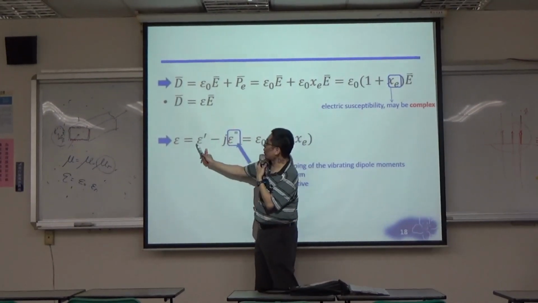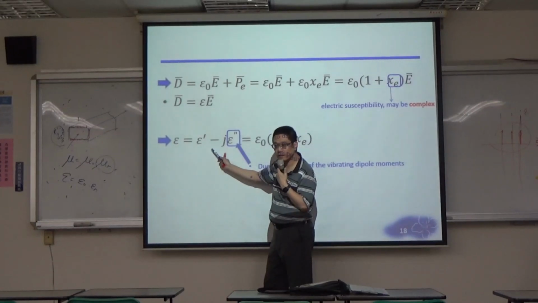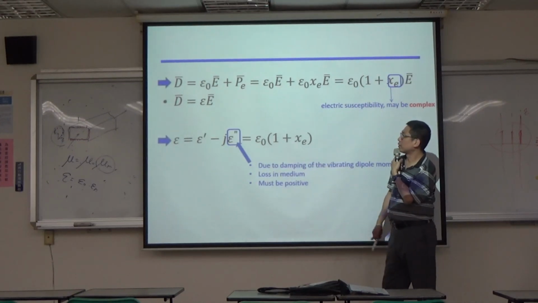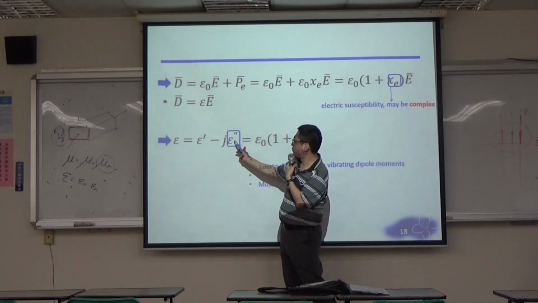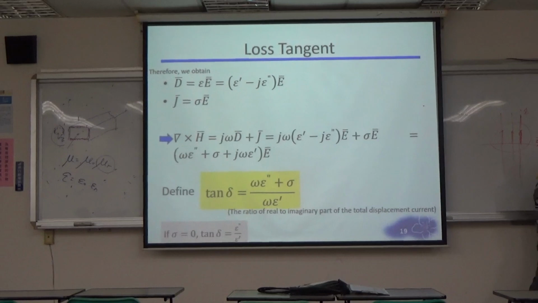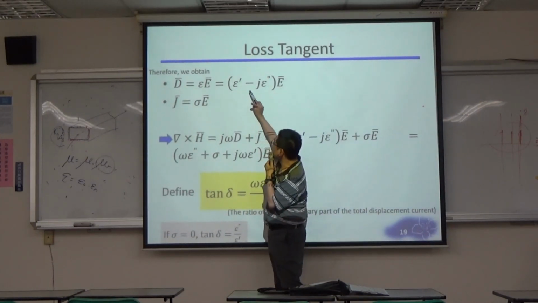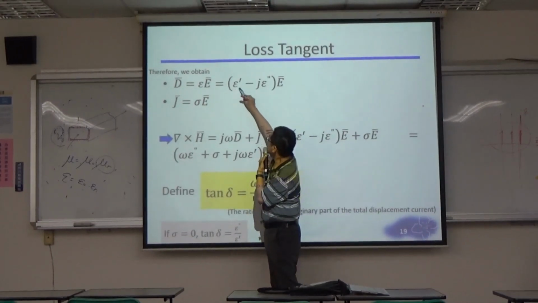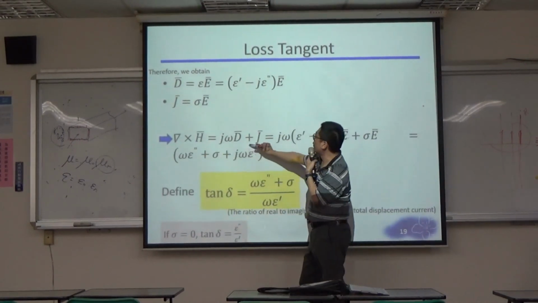And so your epsilon you can write this way: you have the real part and the imaginary part, and there's a negative sign. The reason it is negative is that it is damping, and there's a loss. This term is positive, so we take a minus sign here. This gives the loss tangent. So your epsilon is actually epsilon prime minus j epsilon double prime, with a real part and an imaginary part.